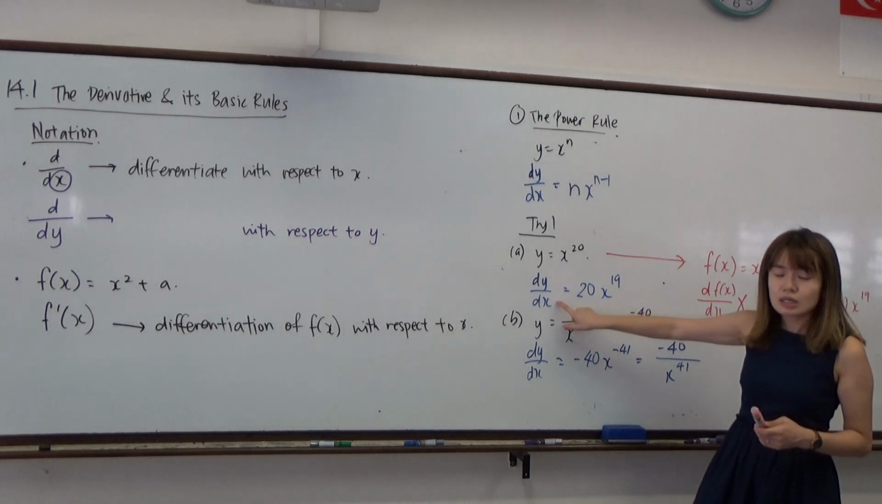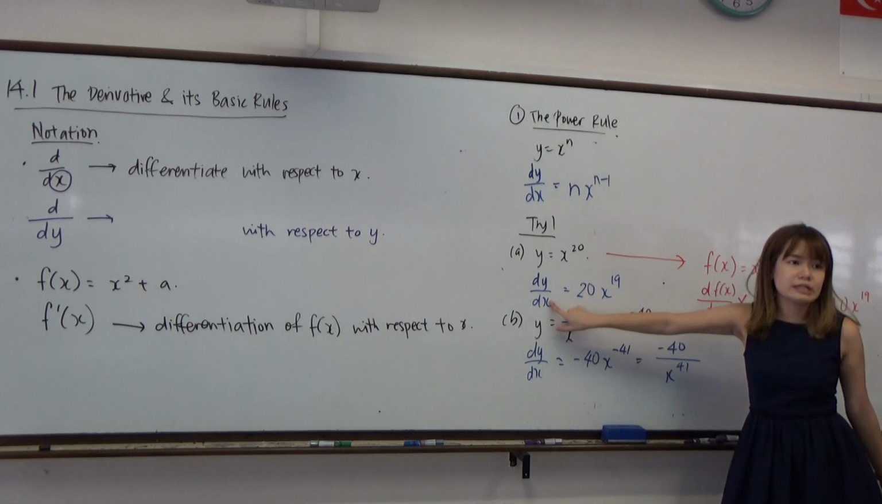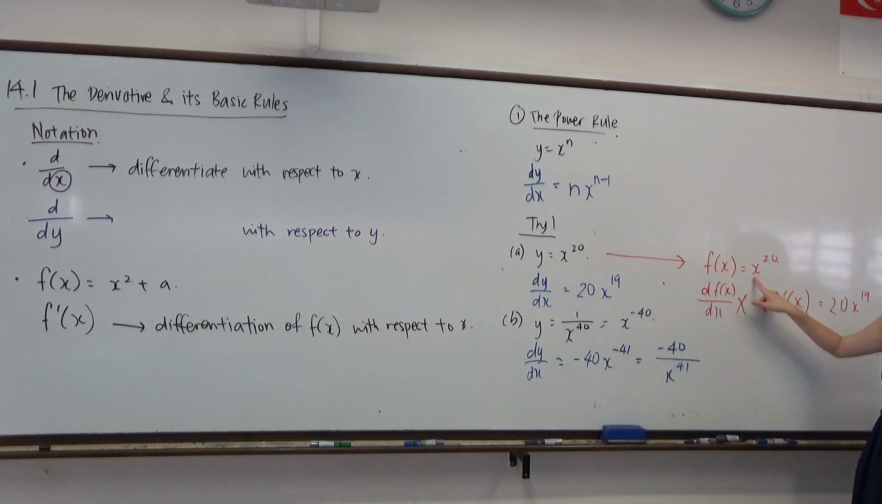If the question gives you f(x) equals x power 20, then you should not be writing dy over dx anymore because there's no y being defined. If they give you f(x), then you should use f prime x. Understand? Any questions?